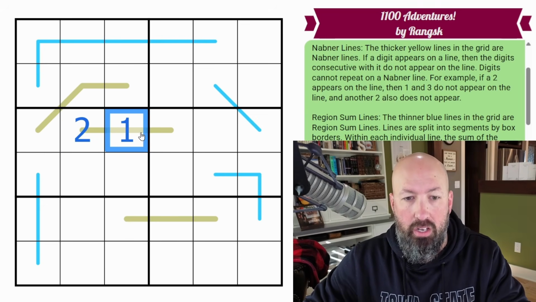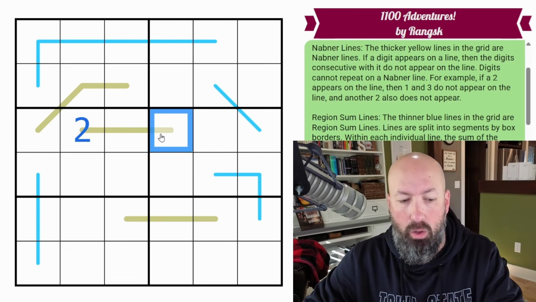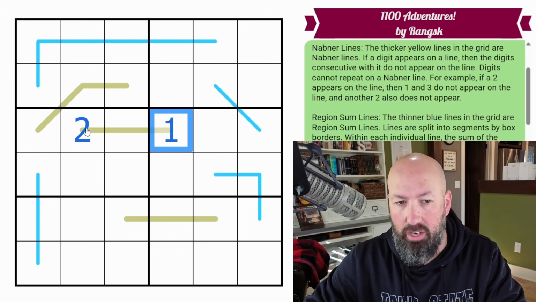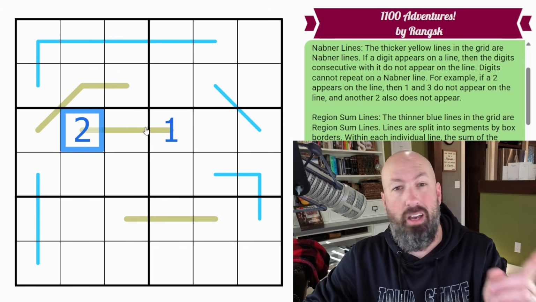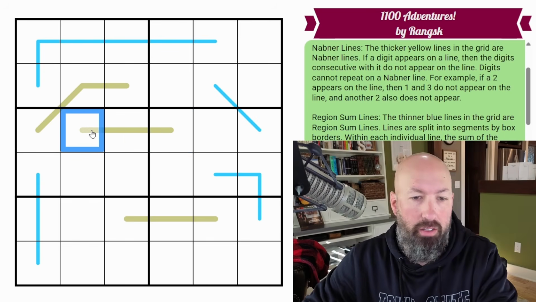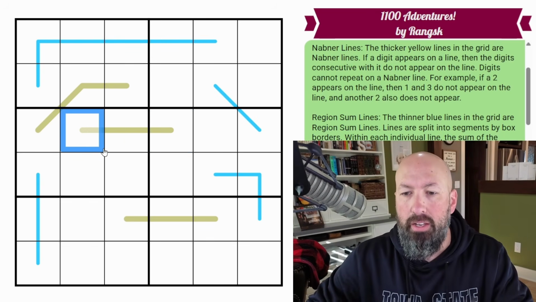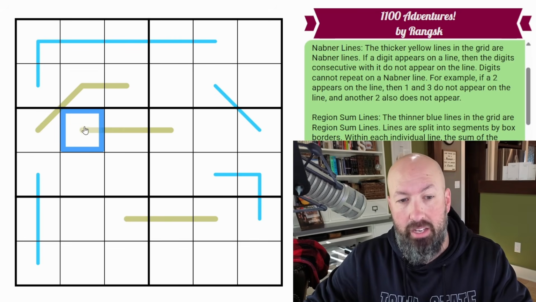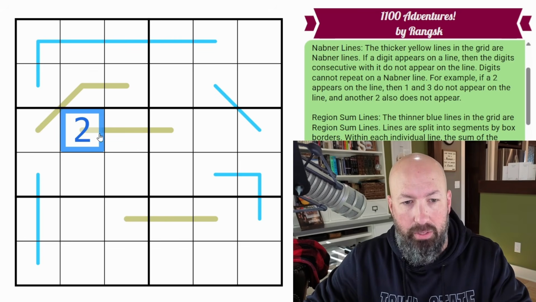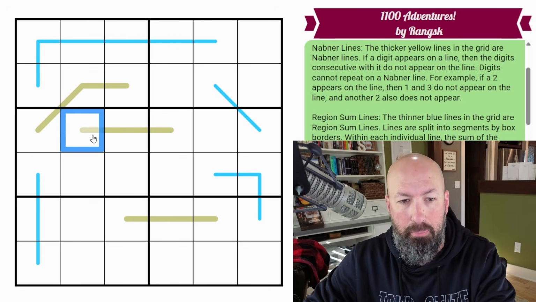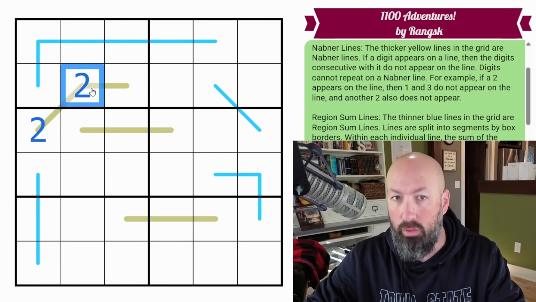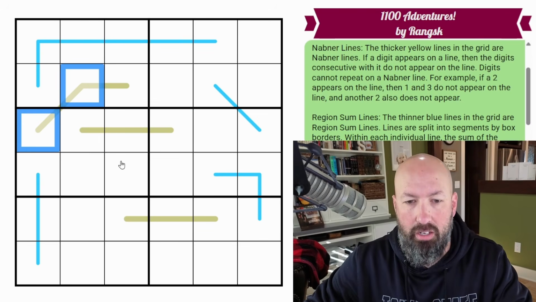So you couldn't put a 1 there. You also couldn't put a 1 over here. It's not just next to each other. If there's a 2 on the line, then there's not a 1 or a 3 anywhere on the line. If you had a 4, you couldn't do a 3 or a 5, etc. And the same digit cannot repeat on the line. Obviously, if you put a 2 here, you couldn't put a 2 over there. Normally, Sudoku would let you do that, but you can't repeat a digit on a Nabner line.